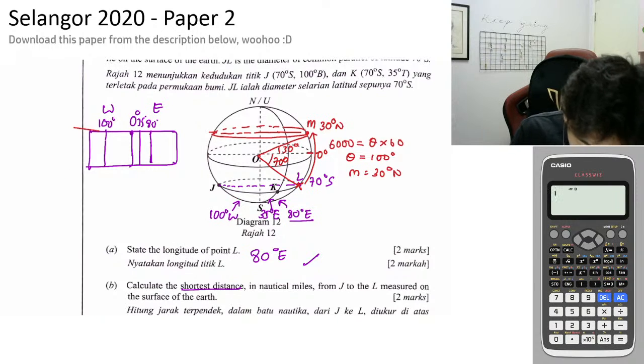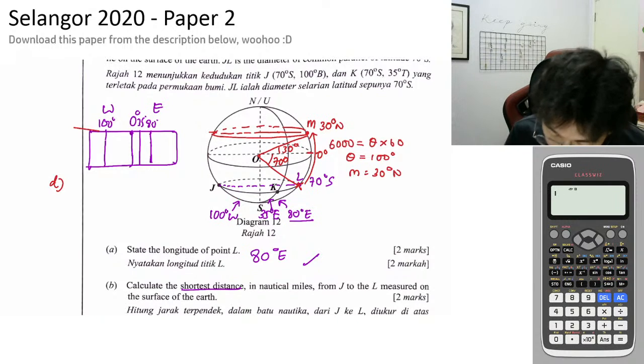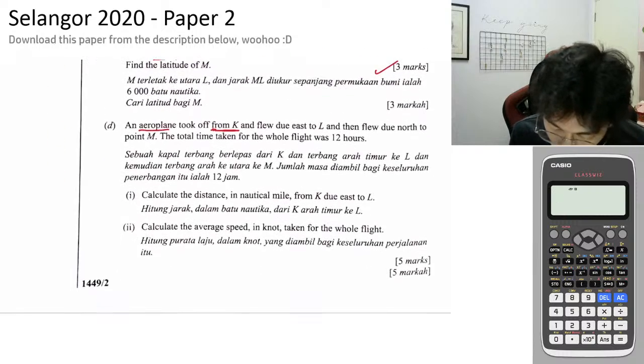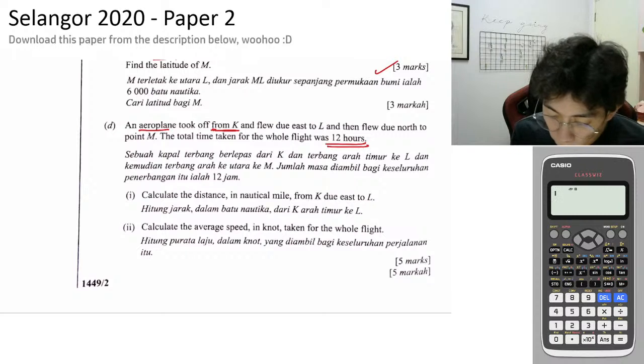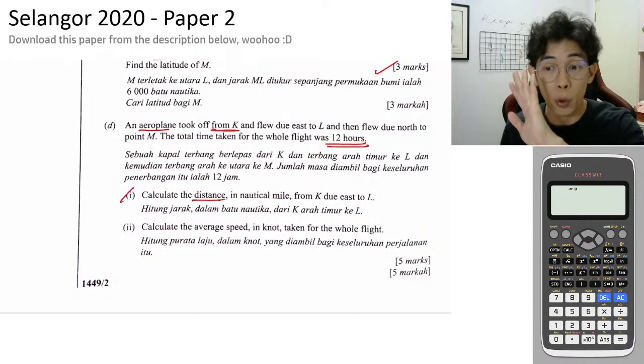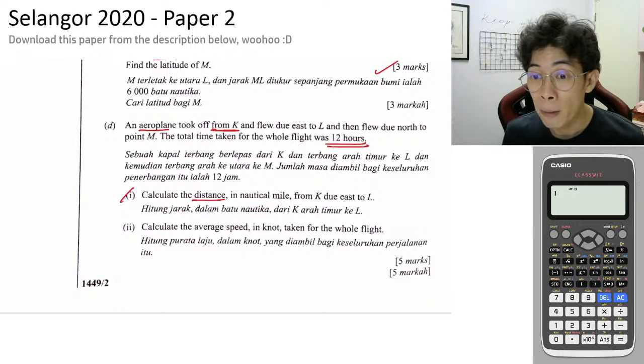Okay, so part D question, everyone. I want my KL. Sorry, I should read out the whole thing first. They already mentioned 12 hours. Number 1, they say find distance. You know what to do. You want to get the distance, right?